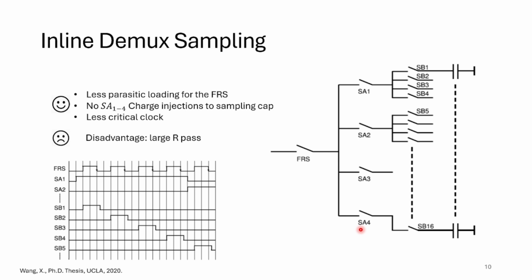One good thing about this configuration, as you can see here, is that when this one is on, this one will be on, and then this one will be on. When they are going to turn off, this turns off, and then this turns off. This makes no charge injection from this switch on the sampling capacitor, because, for example, SP1 is off. The disadvantage is that you have the sum of all of these resistive paths on the frequency behavior.